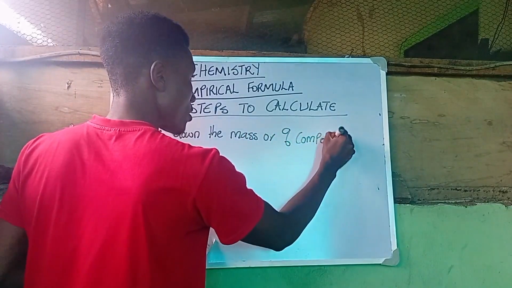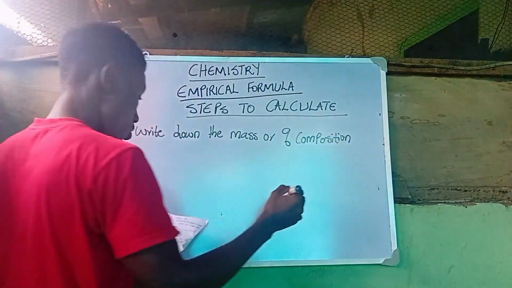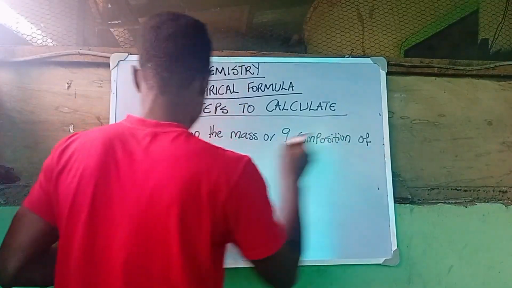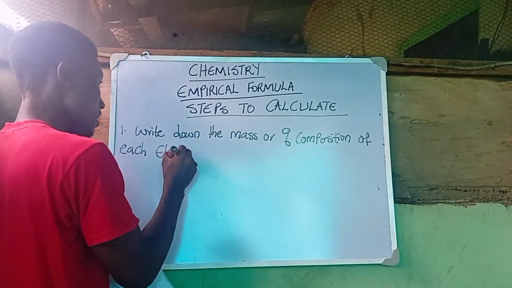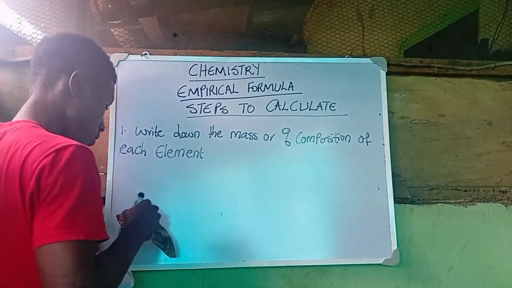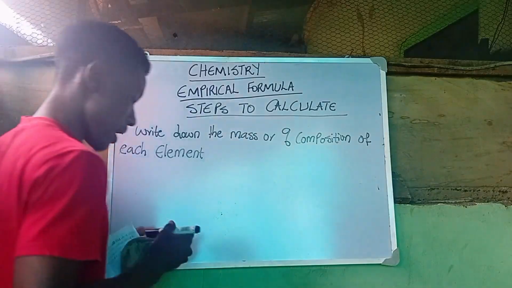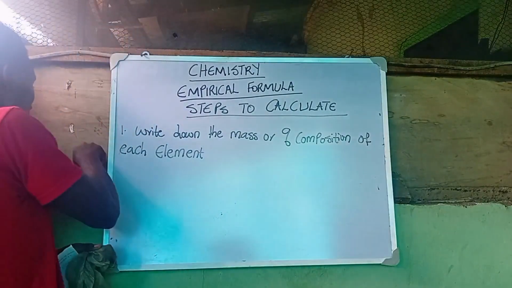Write down the mass or the percentage composition of each element. So that is just how it is. That is for number one.